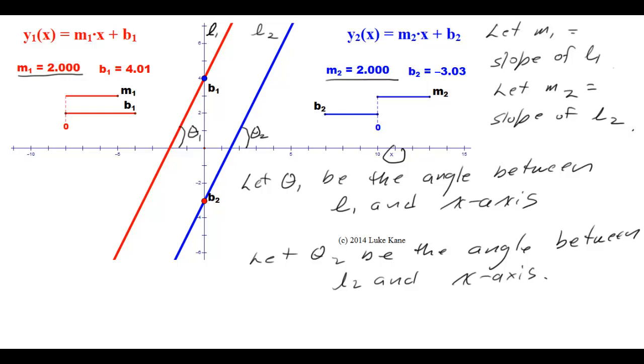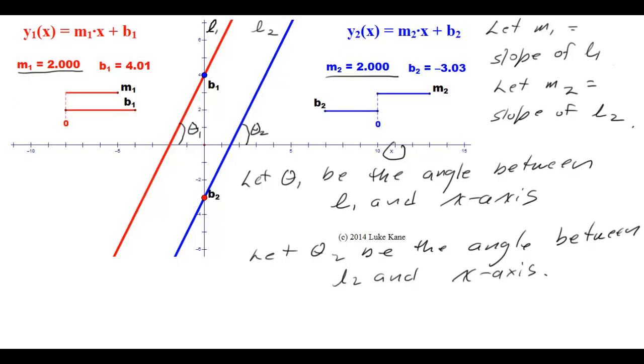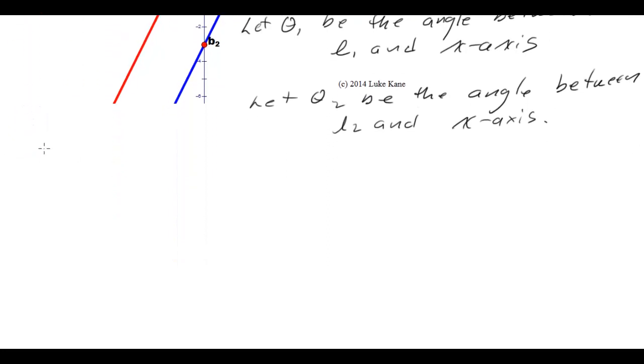All right. So what are we going to do? We're going to start with this as our first step in proving this. M1 equals M2. The two slopes are equal, and this is given.